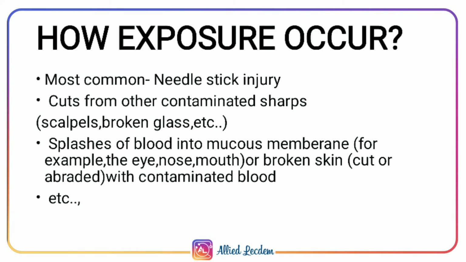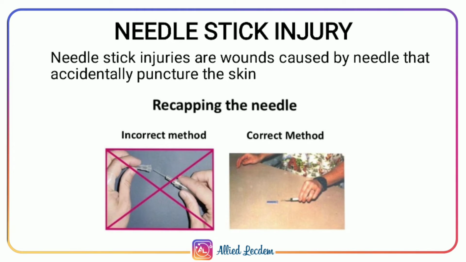How does exposure occur? The most common way exposure occurs is through needle stick injury. Next one is cuts from other contaminated sharps, scalpels, broken glass, etc. Splashes of blood into mucous membrane, for example the eye, nose, mouth, or broken skin, cut or abraded, with contaminated blood. Needle stick injuries are wounds caused by a needle that accidentally punctures the skin.